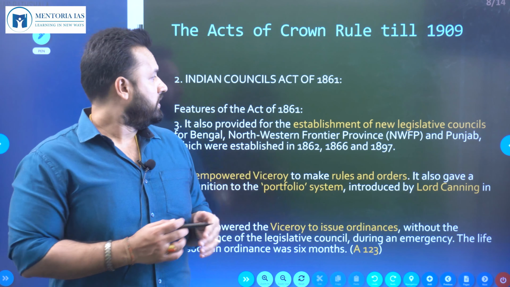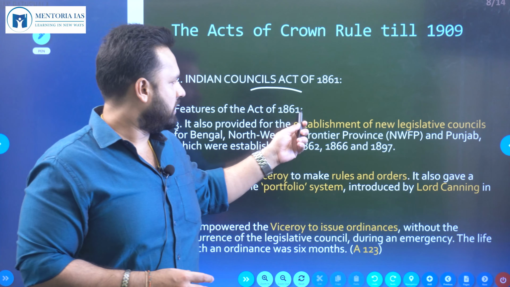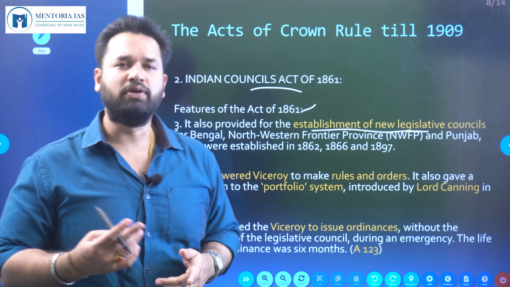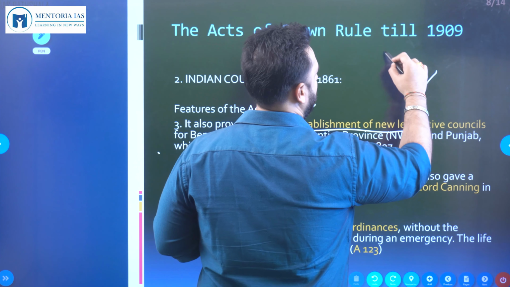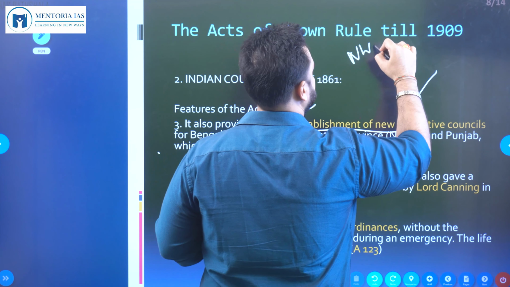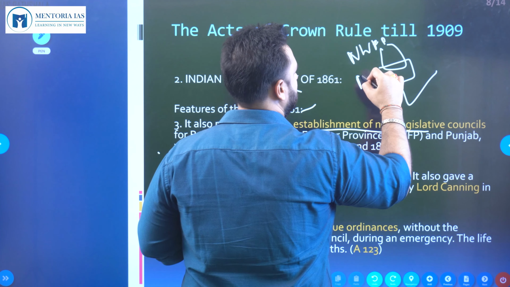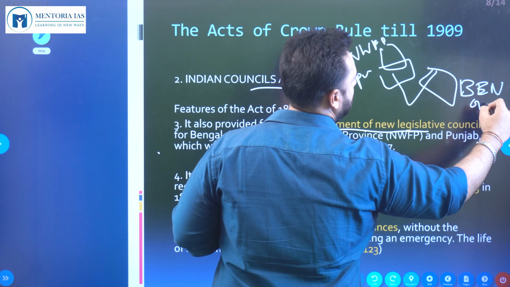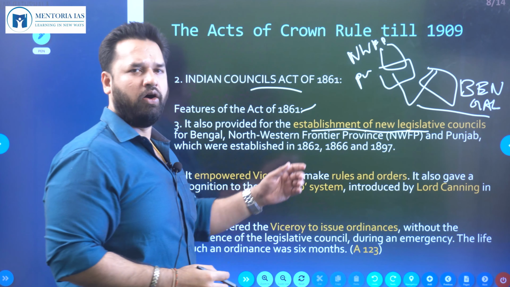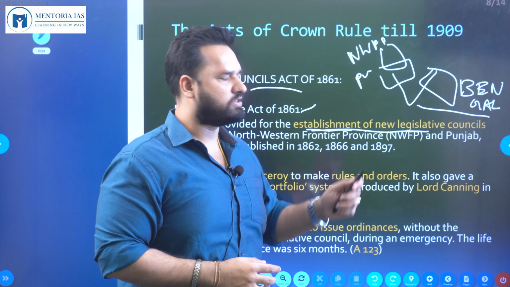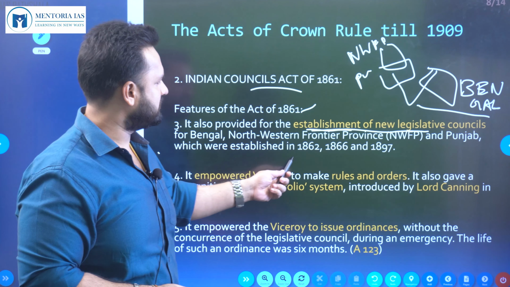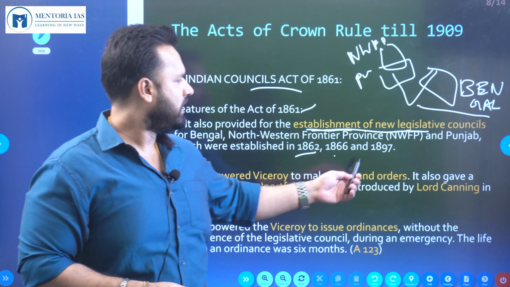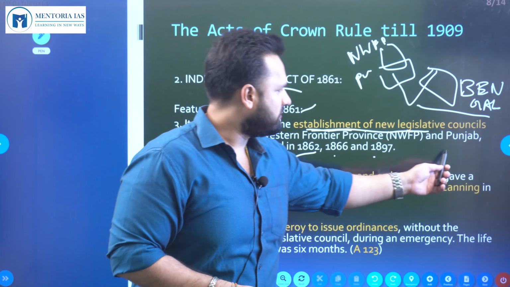Okay. The Indian Councils Act 1861, let us look at the third feature. The third feature was that it established new legislative councils: Northwest Frontier Province, Punjab, and Bengal. It said these provinces will have new legislative councils. So it was established in 1862 in Bengal, 1866 in Northwest Frontier Province, and 1897 in Punjab.